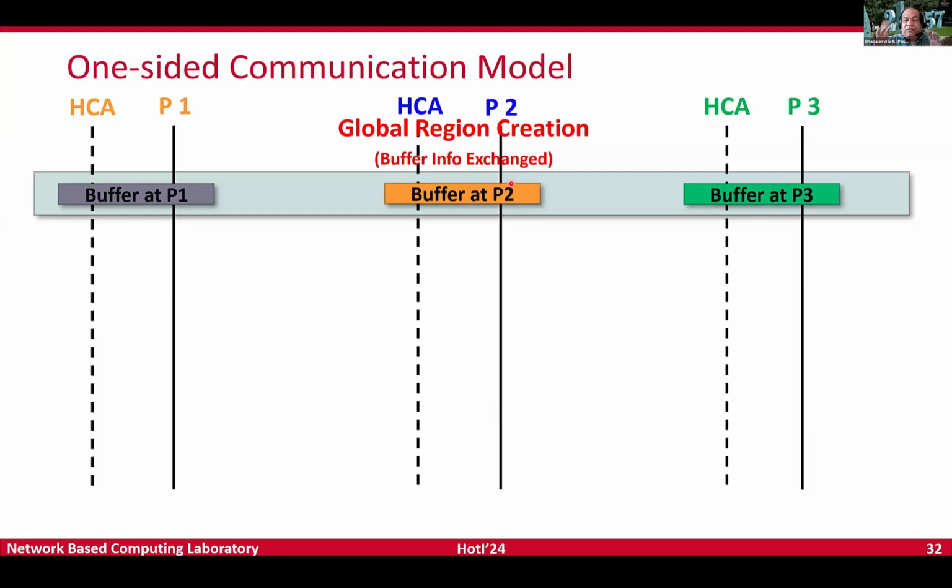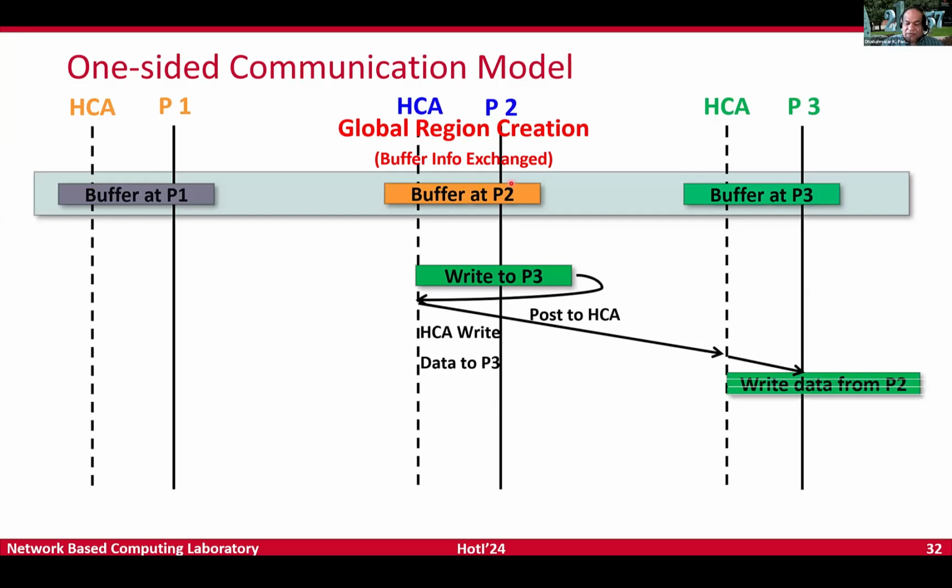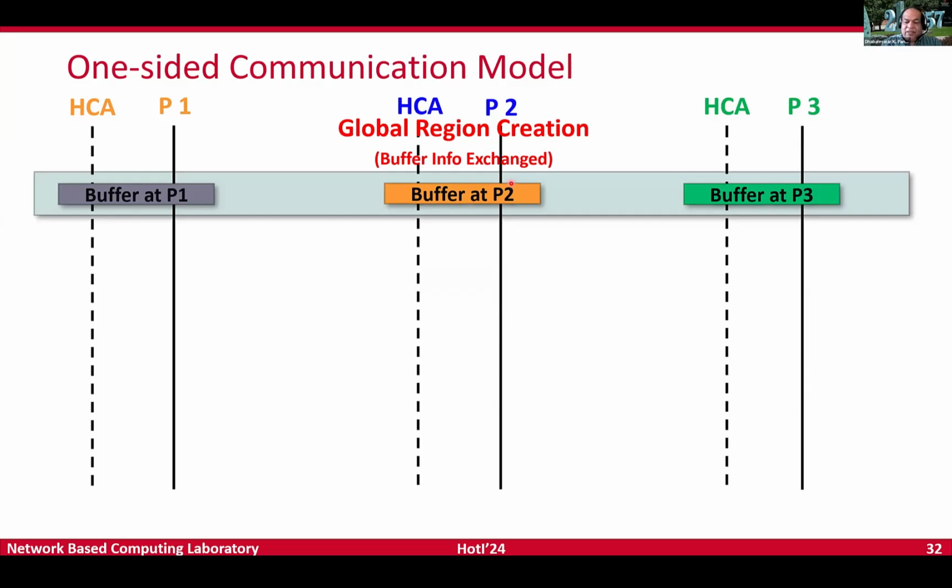Typically in many of the programs, you do some kind of an init. During that stage, you have a global region creation, and buffer infos are exchanged. And then what happens, you will see now, let's say P2 wants to send a message to P3.